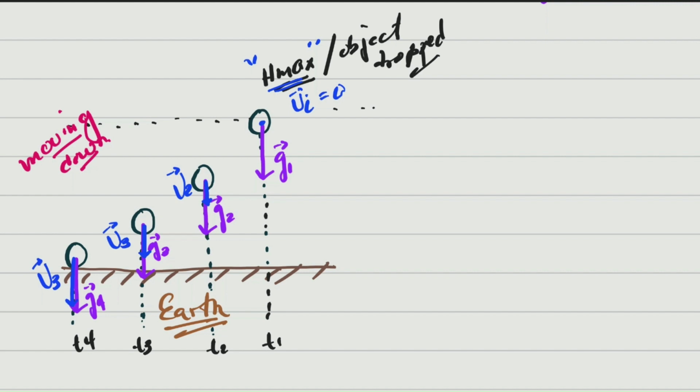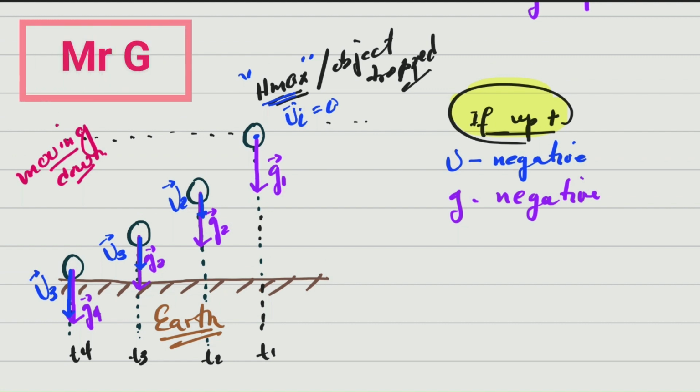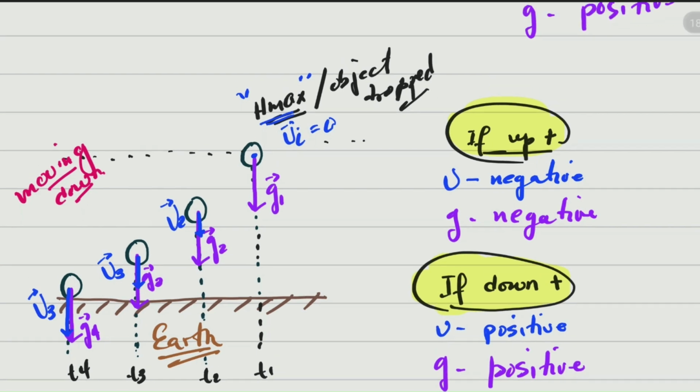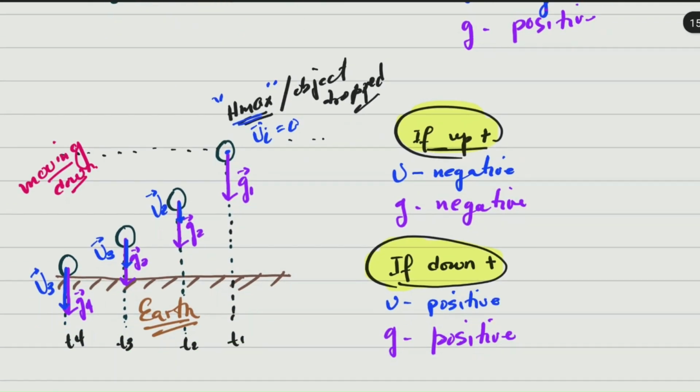So now if we say up is positive, then the velocity is negative and the acceleration due to gravity is also negative, because they're both pointing downward and we said up is positive. If we say down is positive, then the velocity is positive and the acceleration is also positive. So there's a lot of information here. We are seeing how it works when the object is moving up and how it works when the object is moving down.